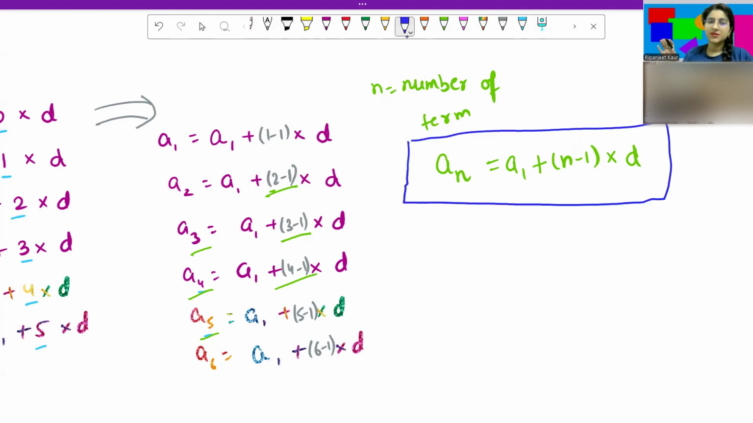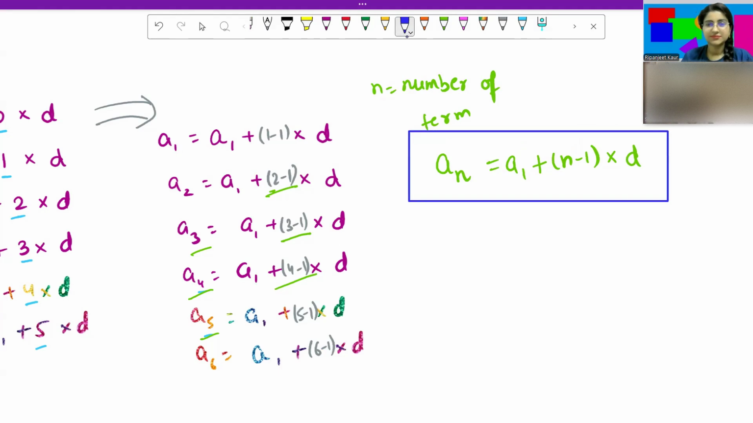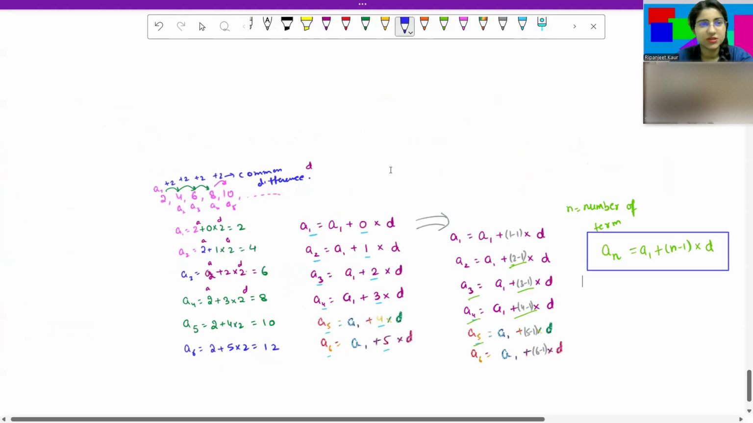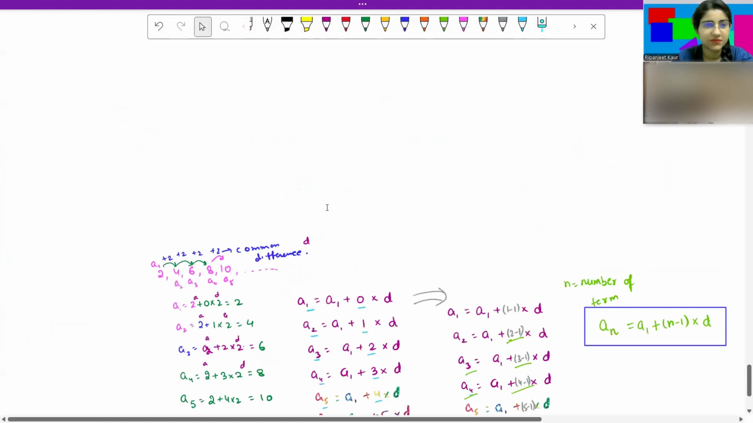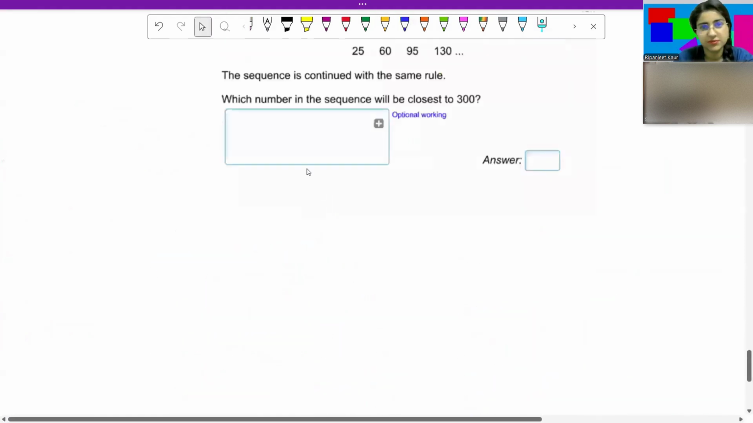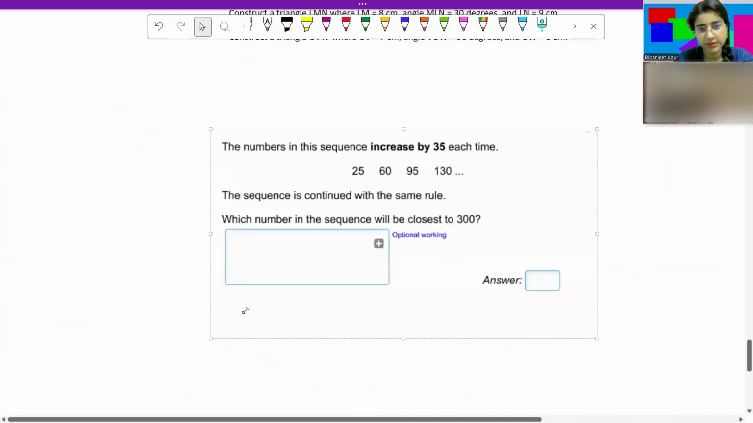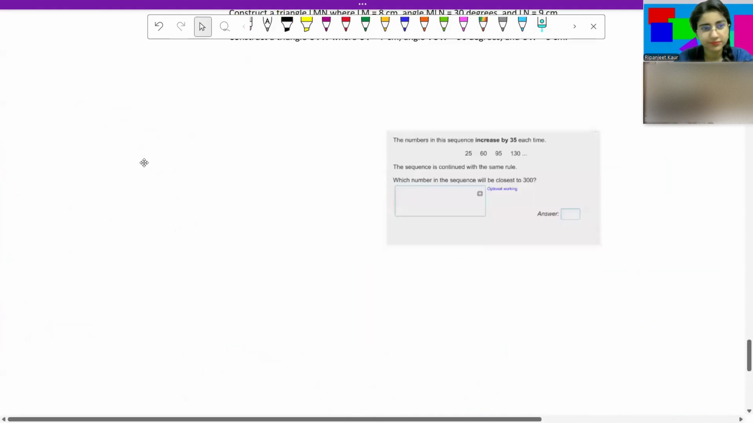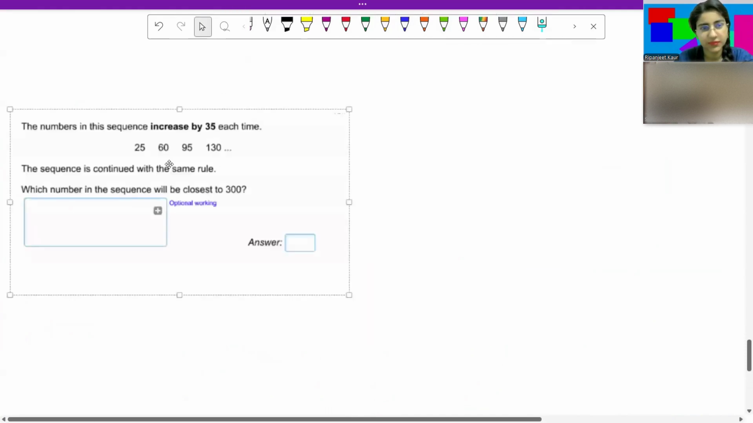Any questions here? No, ma'am. All right. Should we try the formula then? Yes. Okay. And here is the question that we were just seeing. Let me make it small. It's too big.